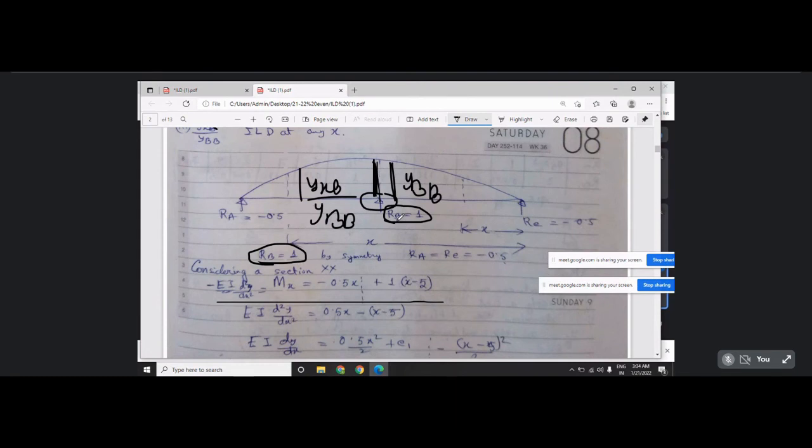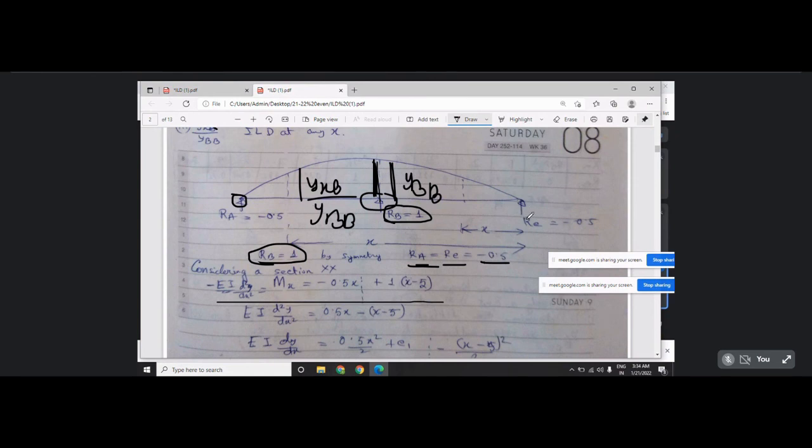Okay, naturally from symmetry you can determine that RA and RC are equal, or otherwise, if this is not symmetric, you can take the bending moment about any point A. Okay, you can determine RC, and from here you can determine RA. So RA and RC are -0.5. That means our assumption of upward direction is wrong; it is in the downward direction.